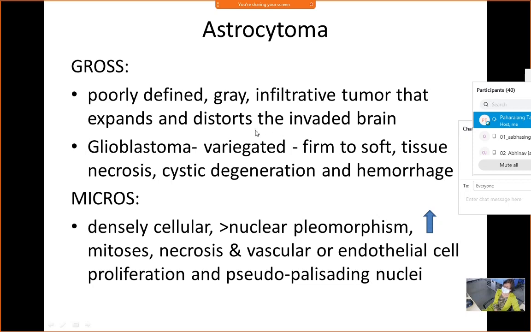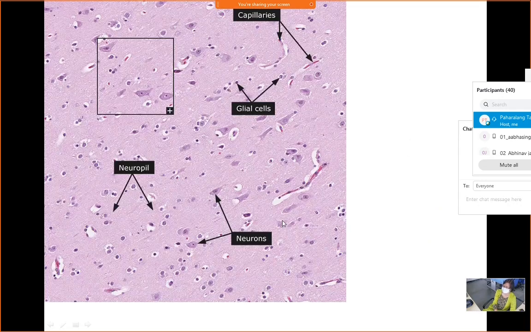They expand and distort the invaded brain, and depending on the grade of the tumor, astrocytomas may be graded as 1, 2, 3, 4 according to WHO. And if it is a grade 4 astrocytoma, that is known as glioblastoma, the picture which I showed you. It has a very variegated tumor. It's firm to soft. There's a lot of necrosis, cystic degeneration, and hemorrhage. And this is everything which I have told you about the microscopy. We'll repeat it again here.